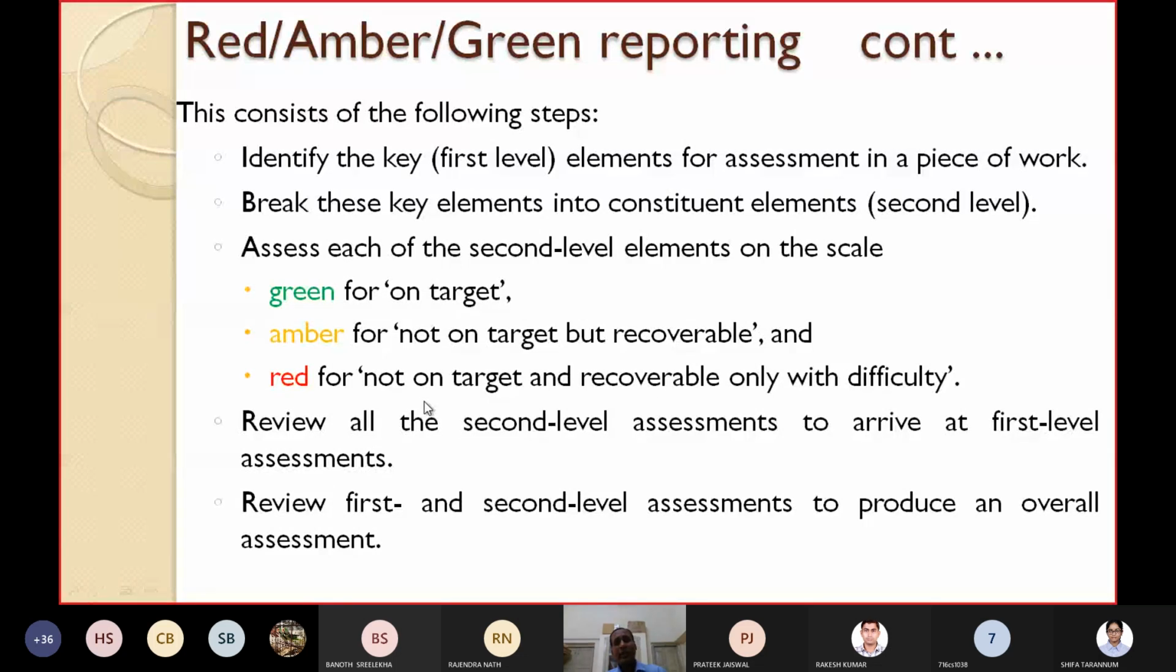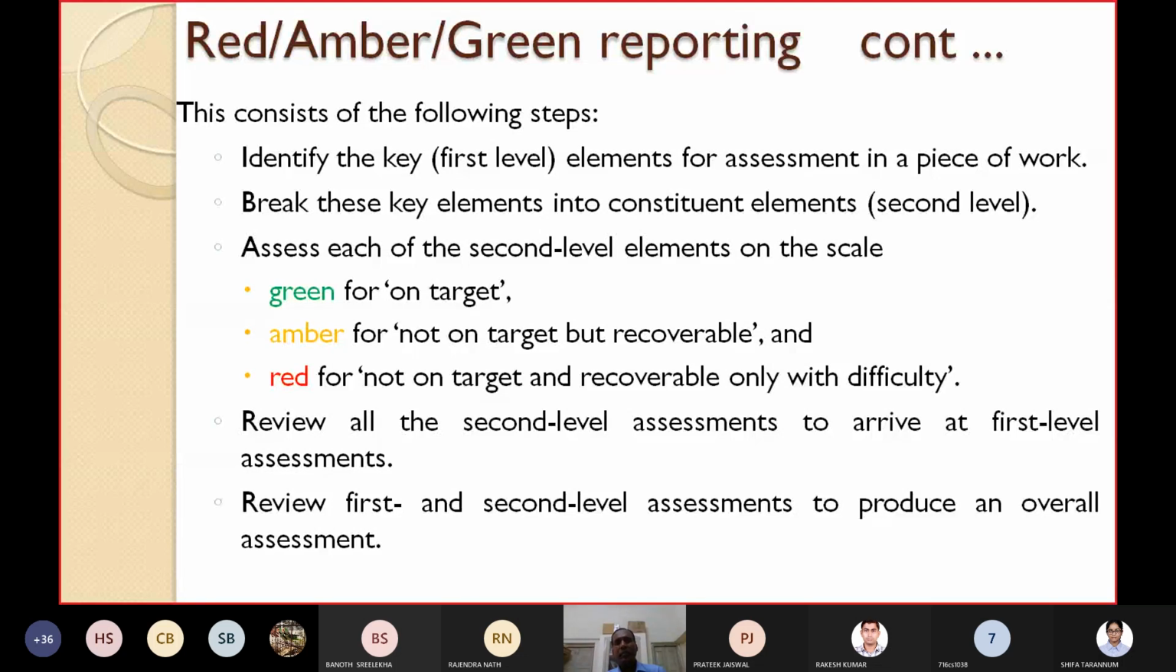If you are in the green zone, what does it mean? You are on target. You are moving according to target, no problem. Green for on target. If you are in amber zone, what does it represent? Amber for not on target. You are not on target but recoverable. Still, if you can make some plan, then you can be brought back.